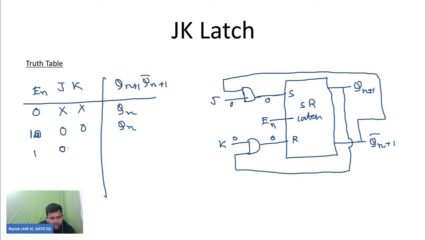So when J is 0 and K is 1, let me remove these values here. Since J is 0, the output of the AND gate will be 0. But what will be the output here? For now let me write Qn+1 as the next output, and Qn is what is transferred. So you have Qn here and Qn here, and multiplying 1 with Qn will result in Qn.